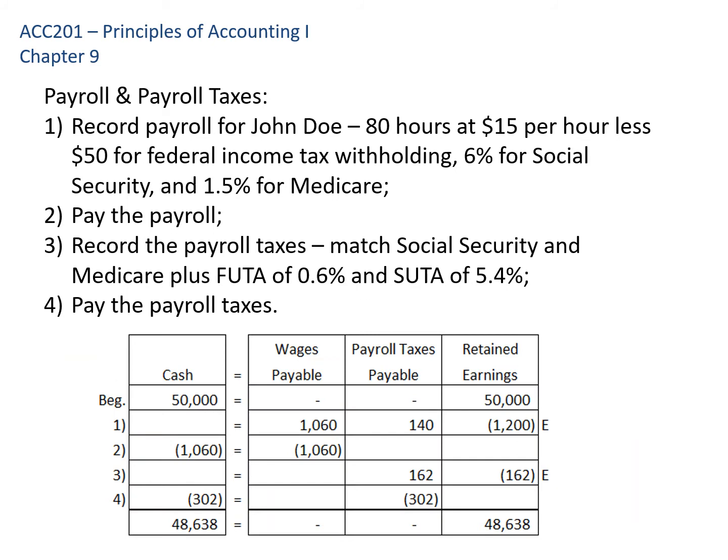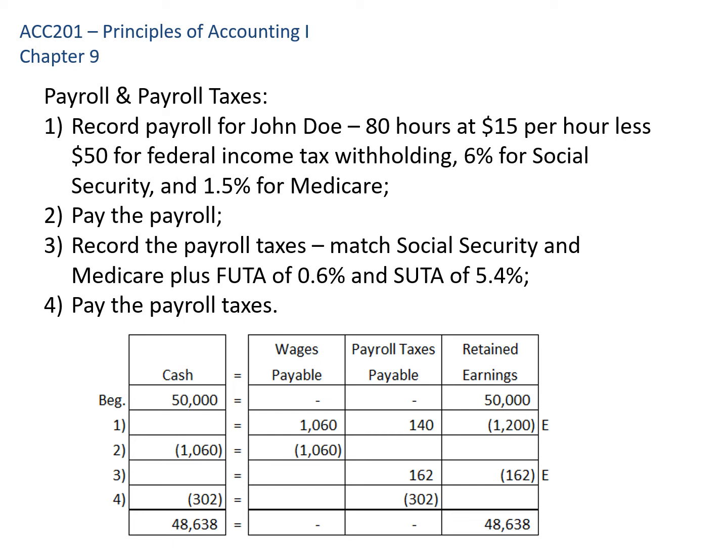So let's look at an example here. We've got John Doe, very creative name I came up with there. 80 hours, so let's assume that's over a 2-week period, so no overtime. At $15 an hour, less $50 for federal income tax, and we came up with that number off of a table. 6% for Social Security and 1.5% for Medicare. So in that business, when that person finishes that 80 hours, that 2-week pay period, on payday we would record wages payable of $1,060.